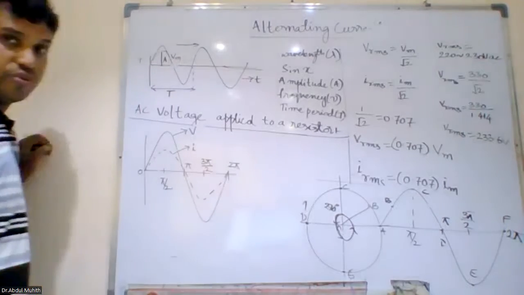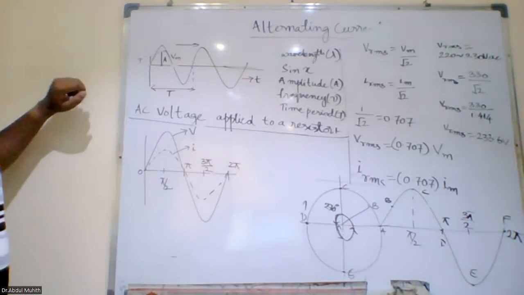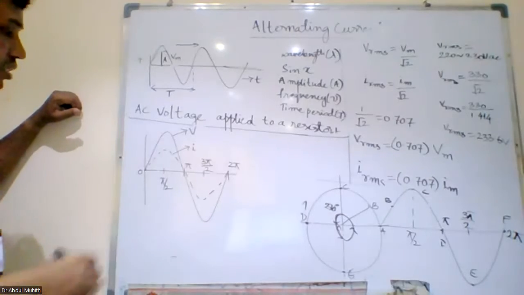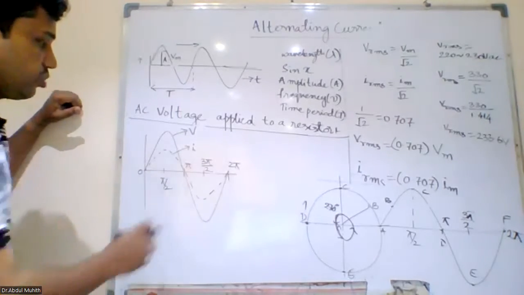Is it visible for you? Dhruti and all. Yes, sir. So this is 0, pi by 2, pi, 3 pi by 2, and 2 pi.